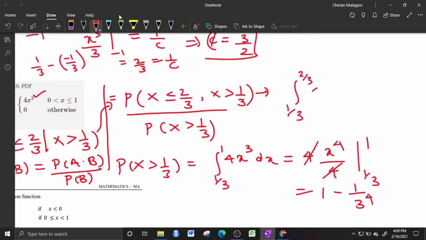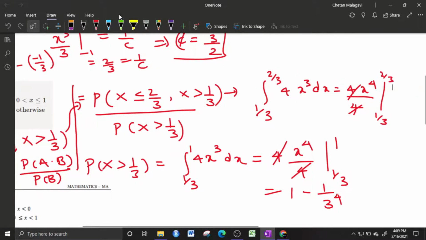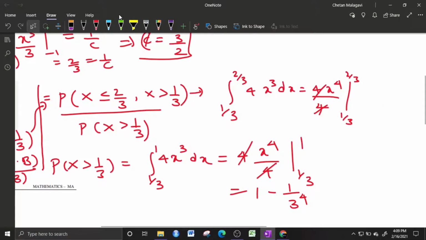So f of x is 4x^3 dx. Take this 4 outside and it is x^4 by 4, this 4 cancels, and the limit of integration is 1/3 to 2/3. Upon solving this we'll get (2/3)^4 minus (1/3)^4.